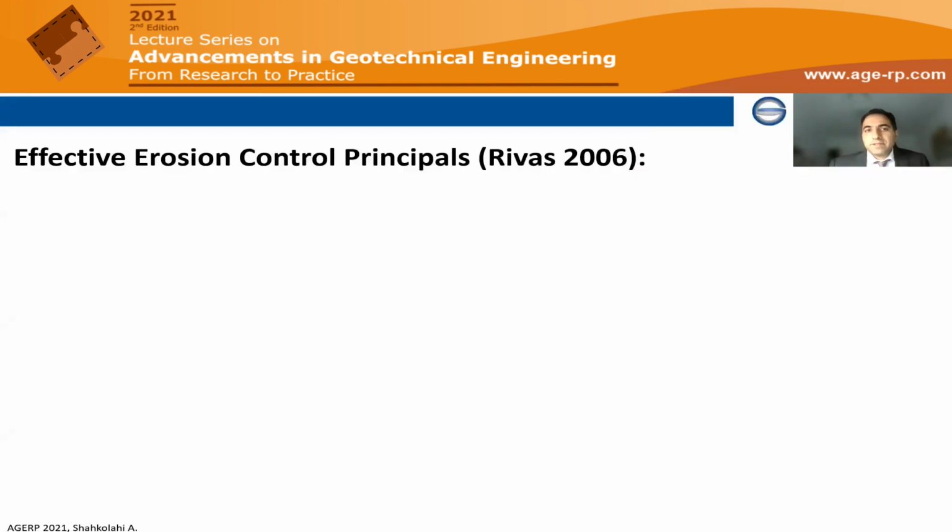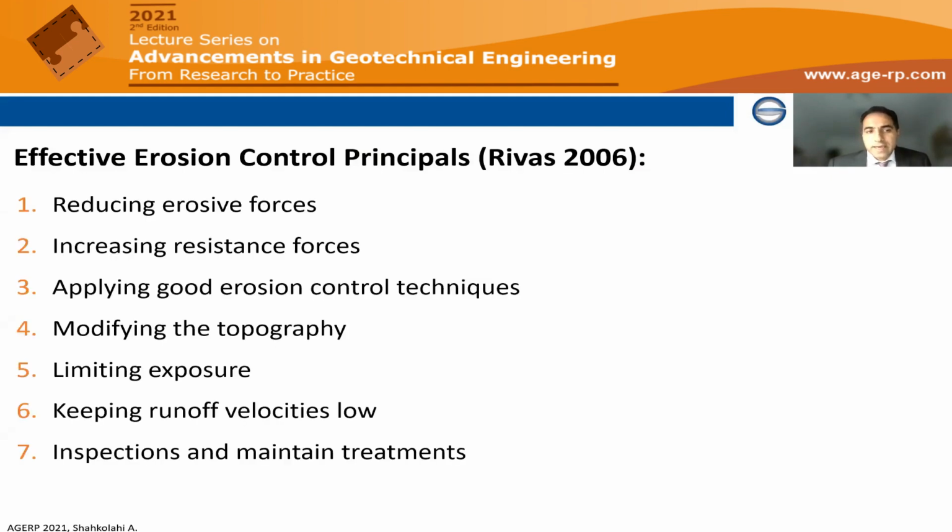Now, the effective erosion control principles, what we should follow and consider to have a good erosion control system, can be summarized as reducing the erosive forces as much as we can, increasing the resistance forces, applying good erosion control techniques, modifying the topography if we can, limiting the exposure of the soil by covering the soil with different techniques that we will talk about today, keeping runoff velocities low, and inspections and maintenance. These are the main principles that we should consider when we want to design an erosion control system.